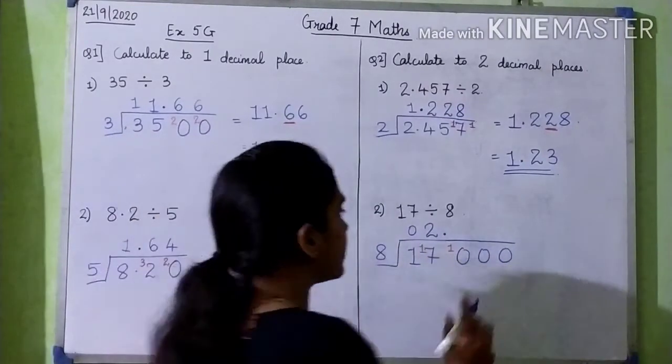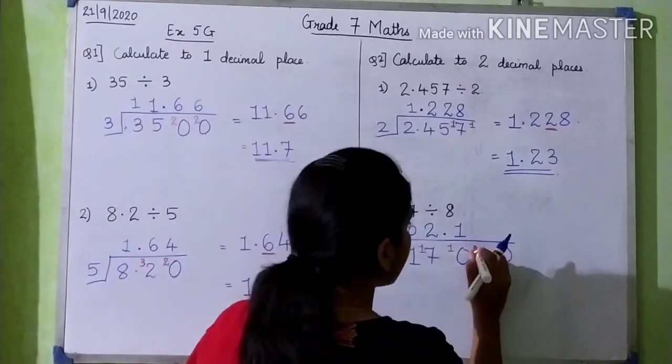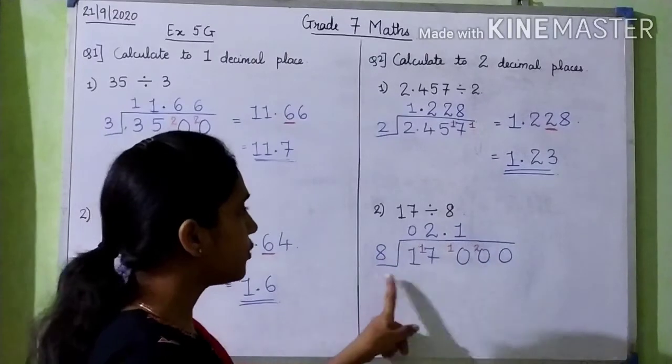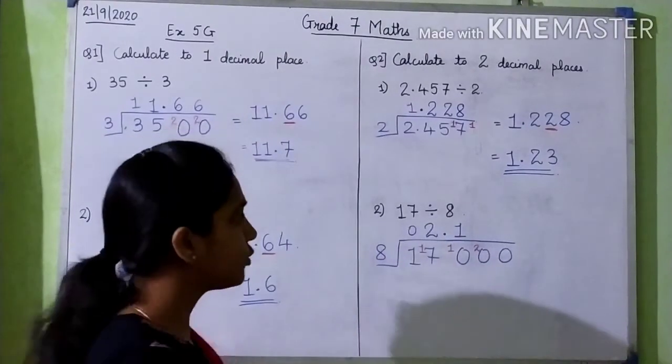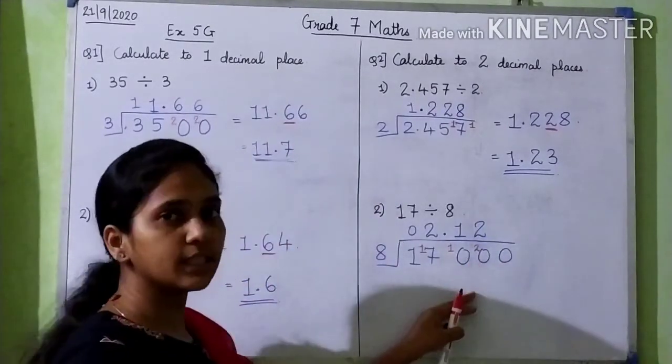Now 8 ones are 8. Now 10 minus 8 is 2. So 2 will be carried to the next 0. Now this becomes 20. 8 2s are 16. 8 3s are 24, so 3 will not come. 2 will come. 8 2s are 16. Now 20 minus 16 is 4.